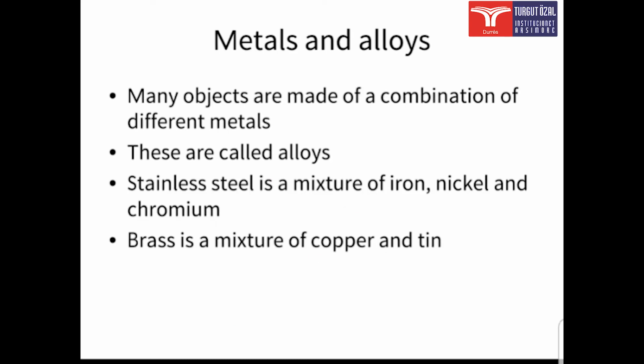Metals and alloys. Many objects are made of a combination of different metals, and these are called alloys. Stainless steel is a mixture of iron, nickel, and chromium, and brass is the combination of copper and tin.